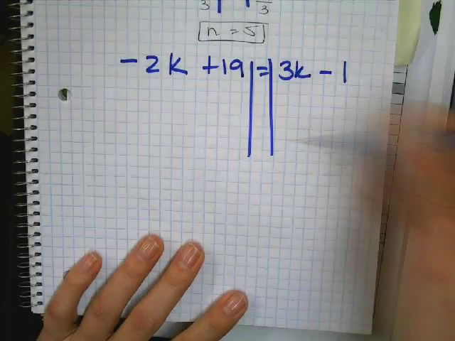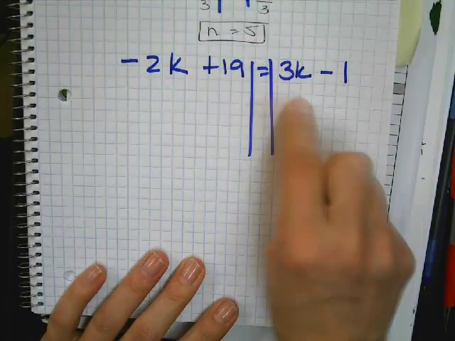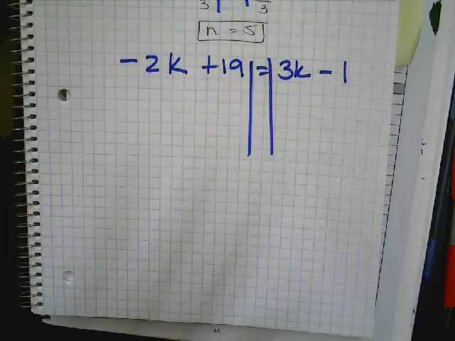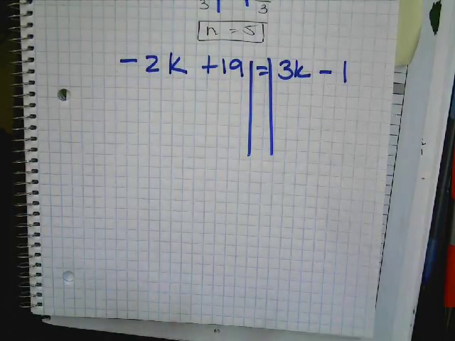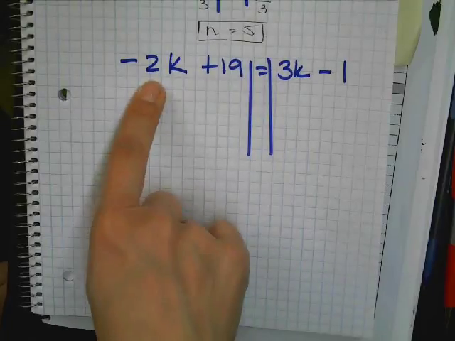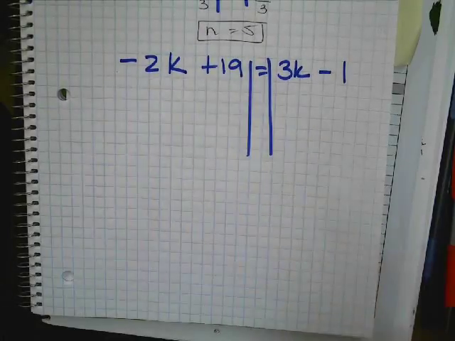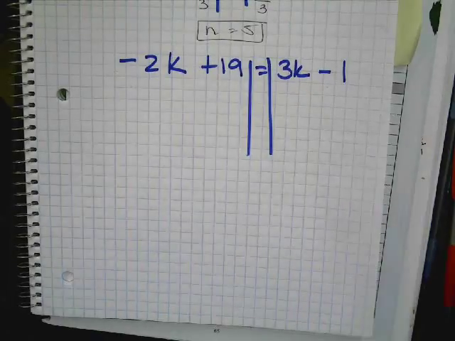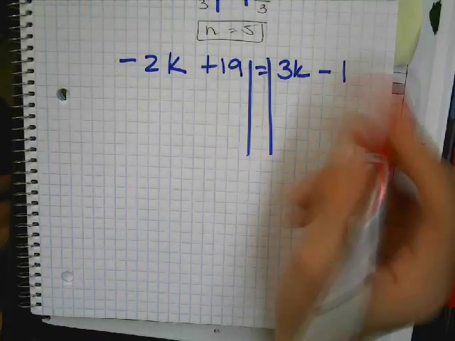Okay, question. Do you want to move the negative 2k or the 3k? Look, it doesn't really matter. You get the same answer. But I would try to move this one. Why? Because it's a negative and you kind of want to get rid of it. Right? You could move the 3k. You'll get the same answer. You do it right.